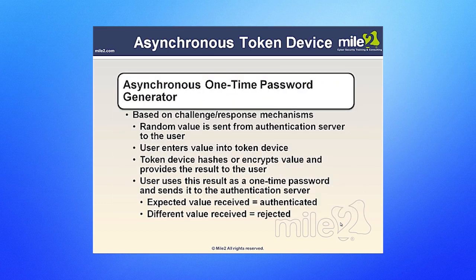Or it could be more based on a challenge response system, which is asynchronous. It does not sync up based on time or event. A value is sent from the authentication server to the user, and then the user enters this value into their device. Then that device will hash or encrypt that value and provide the results to the user. And it's essentially a one-time password. And of course, if it's the expected value, they're authenticated. If it's not the correct value, they're not.